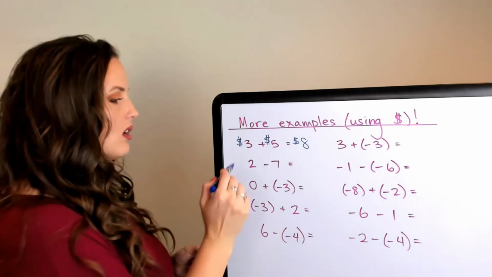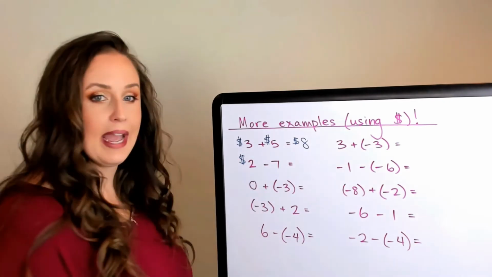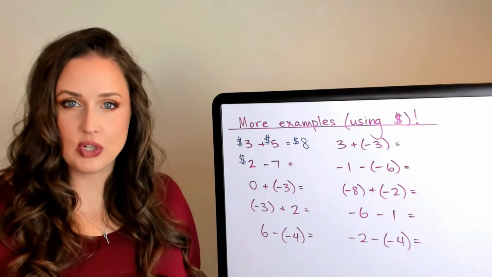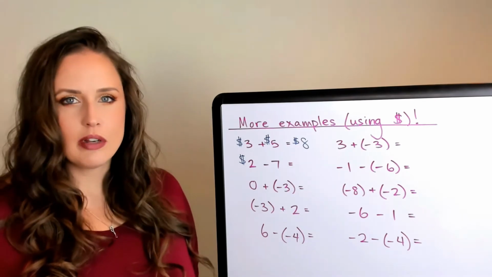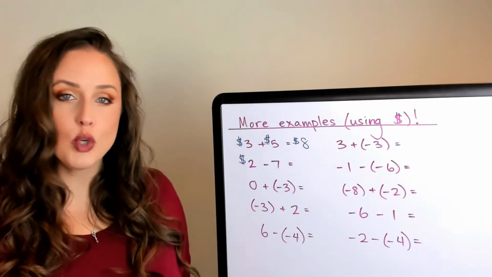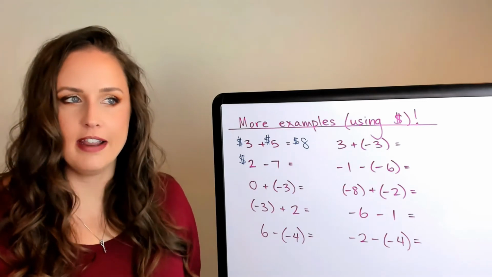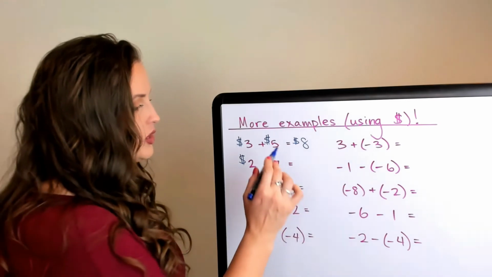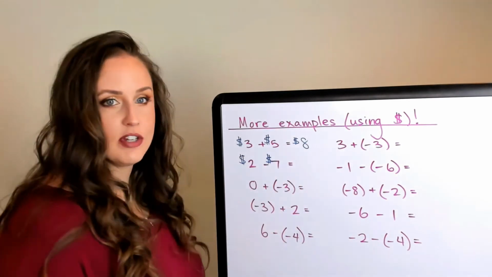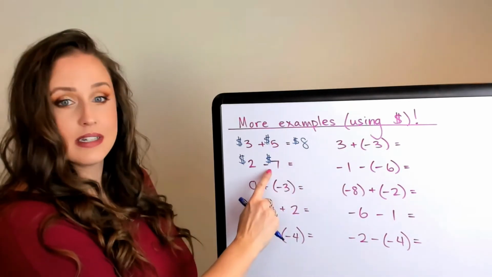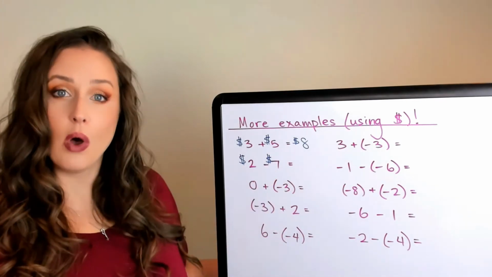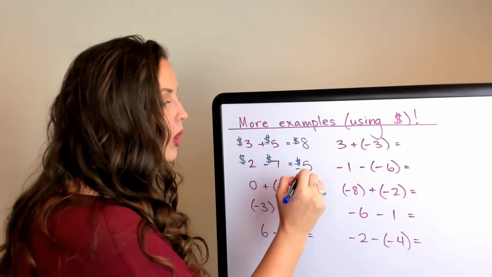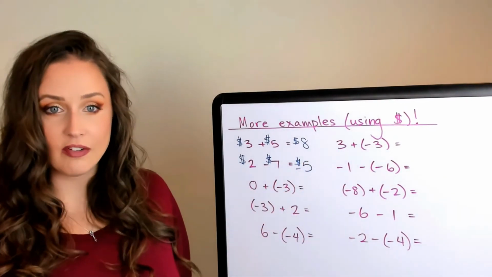Now, what if you start off with $2 in your bank account, but you take away 7, meaning you withdraw $7. So if you start with $2 and you withdraw $7, you're shooting into the negative and you're probably going to get a fine or something like that, right? So if you take $2 and you take out $7 or you spend $7, you're going to be in the hole. You're going to be in the hole $5. So you're going to be in the hole, which means that is going to be -5.